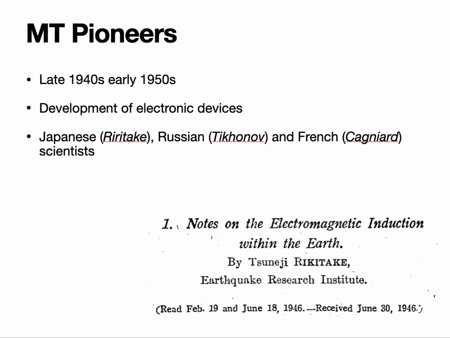The pioneers of MT were mostly active in the 1940s and 1950s. These are Rikitake, Tikhonov, and Cagniard: Japanese, Russian, and French scientists who wrote the first contributions on the use of induced electromagnetism to probe the interior of the Earth. This development was also driven by the development of electronic devices that allow us to measure all these properties.